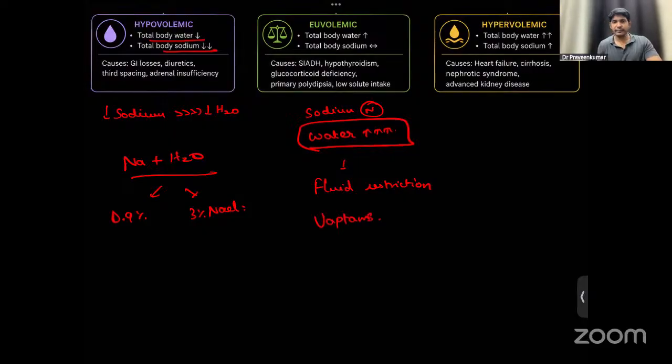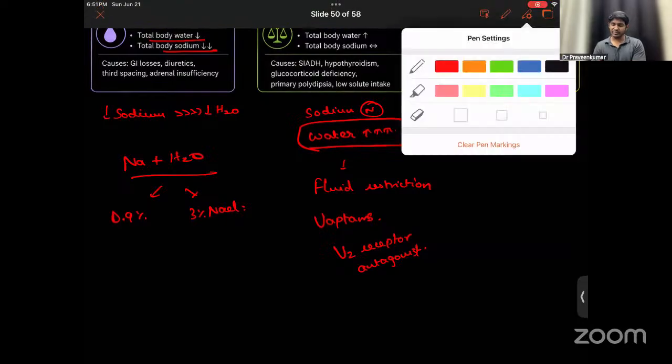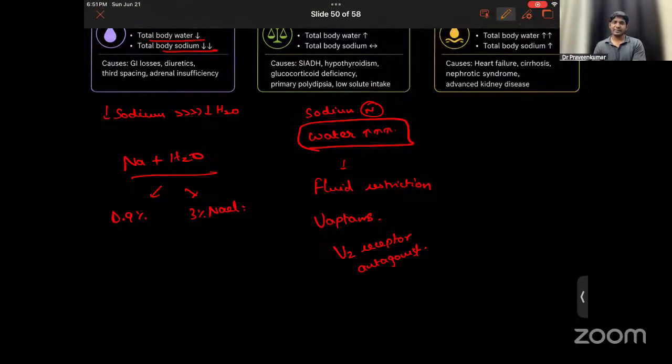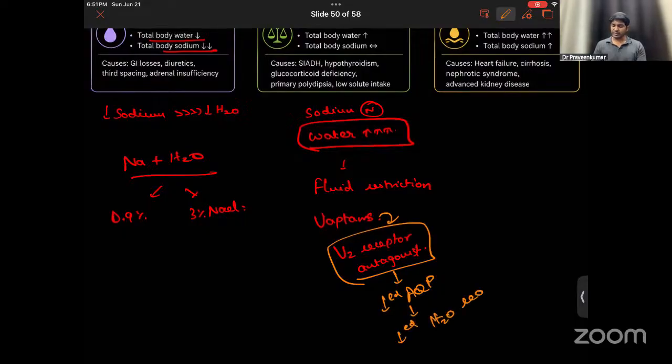What are vaptans? Is it an aquaporin antagonist, or some other antagonist? It is a V2 receptor antagonist. So V2 receptor antagonist. What are V2 receptors? V2 receptors are what increase aquaporins. Okay, so these vaptans go and block the V2 receptor so that aquaporins will be reduced. So reduced aquaporins means reduced water reabsorption. Okay, because of that, free water will be lost. That's all. Okay, simple treatment, fluid restriction.